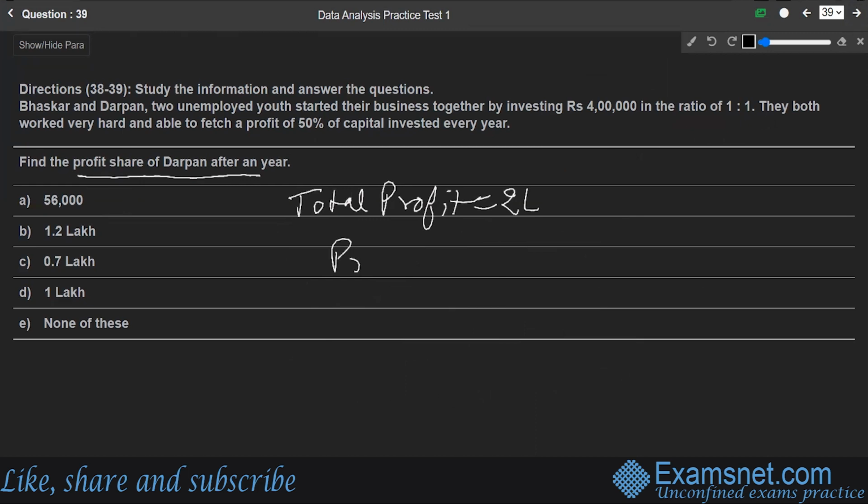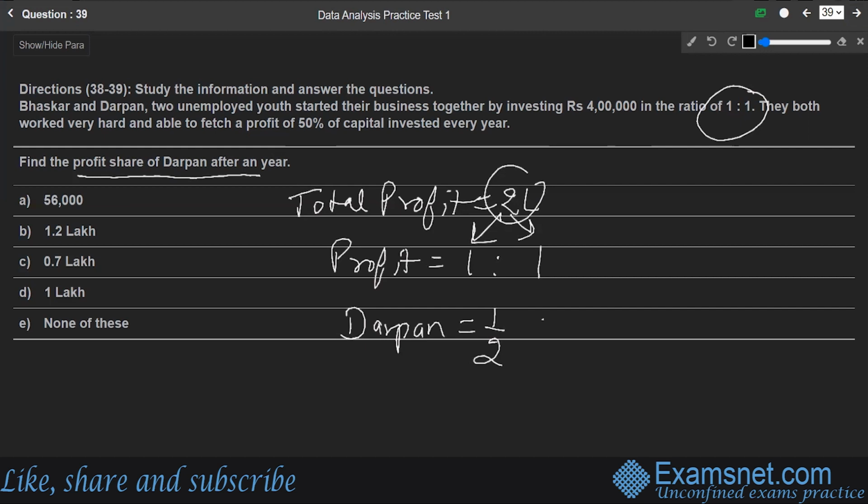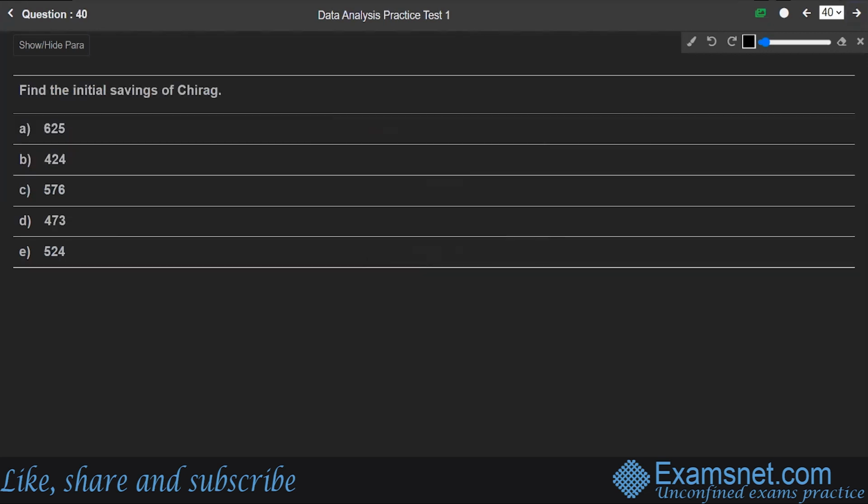Profit is always distributed in terms of the investment ratio, and the investment ratio is 1 is to 1. So clearly the 2 lakh is to be distributed in the ratio 1 is to 1. Obviously each one would get half of the part. So the profit of Darpan will be simply half of the 2 lakh, that is nothing but 1 lakh rupees. That is the right answer. It is available in option number D.